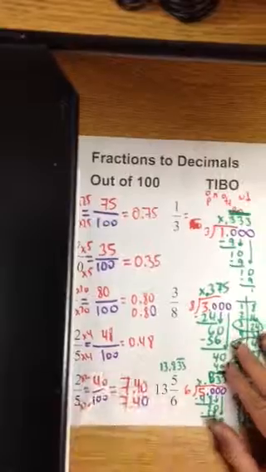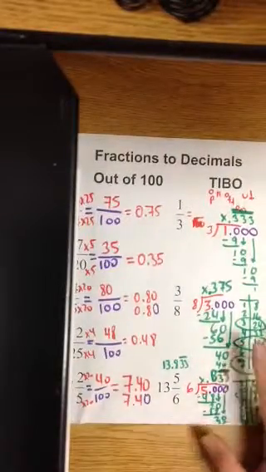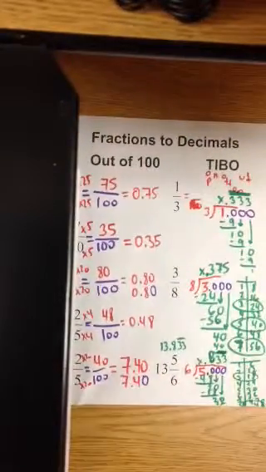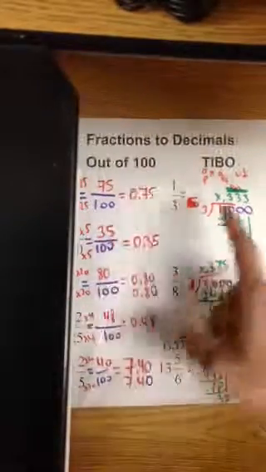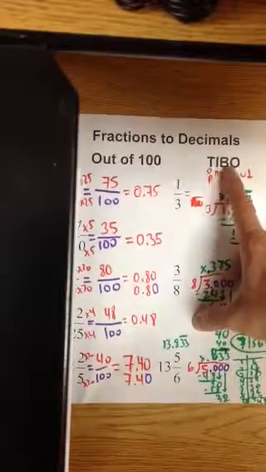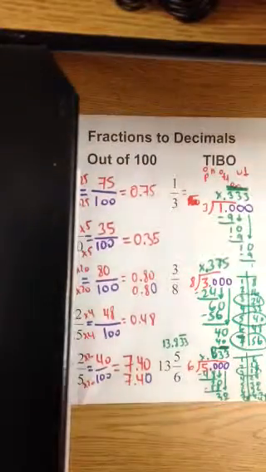So this is the study of fractions to decimals. You have to classify the fractions into different categories: fractions that go out of 100 cents, or fractions that go with Tybo. Fractions to decimals.